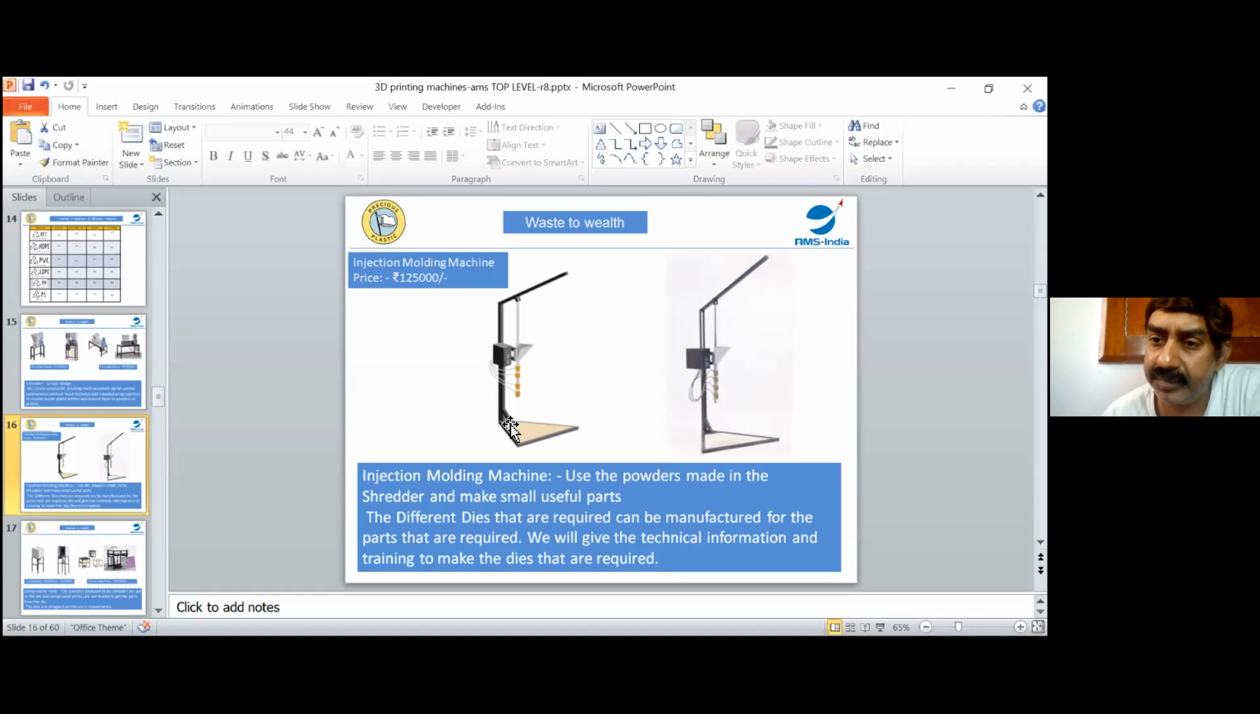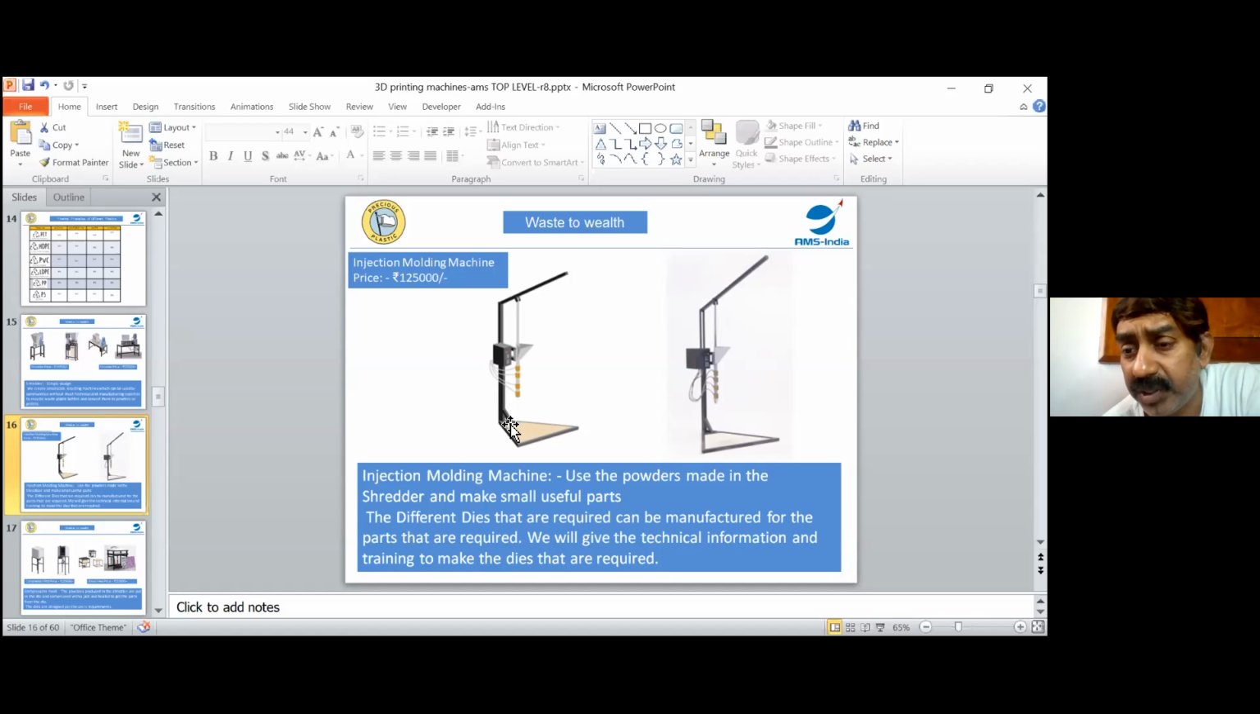But what I am talking about is a concept. Waste to wealth is community wise, house wise. A group of people nearby can use it, and they can make benefits for the community at large. That's the whole idea.